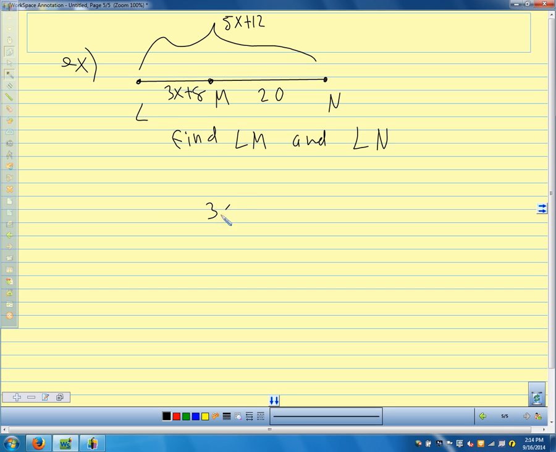3x plus 8. What's this small piece? 20. What do we do with the small pieces? Add them, plus 20. And that equals what? 5x plus 12, the whole thing together. So this is how we would set this one up. Add the two smaller pieces, and they have to equal the whole thing together. Segment addition postulate, that's always how we're going to set those up. Add the two small pieces, and they have to equal the whole thing together.